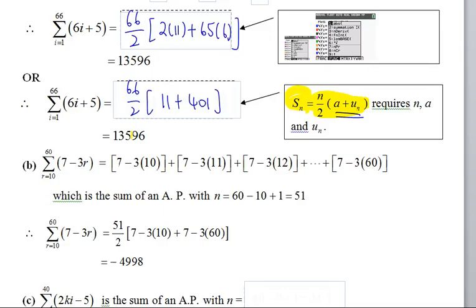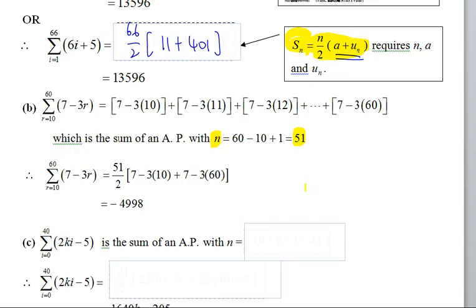We can always observe and then say that n is 51, and then we can easily do that. Any problems? This is using first term plus last term, where this is first term. Plus last term. Alright, n over 2 times first term plus last term.